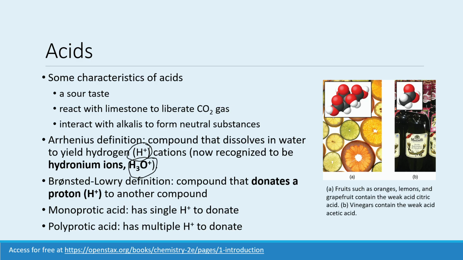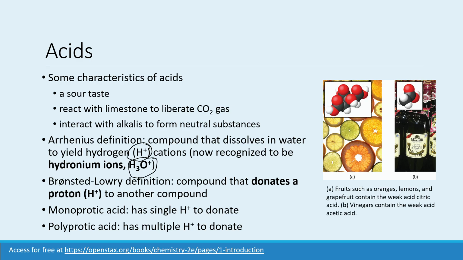Okay, now the Bronsted-Lowry definition is that an acid will donate a proton, H plus, to another compound. Okay, so Arrhenius is restricted by dissolving in water, so water must be present, but in the Bronsted-Lowry definition, it's more of a generalized definition where it's just about acids donating protons.